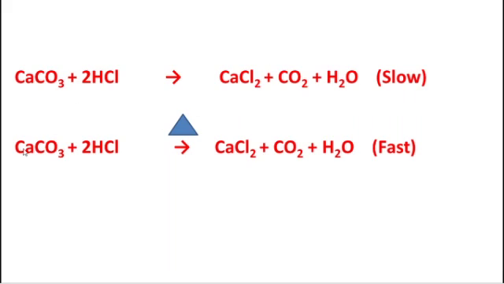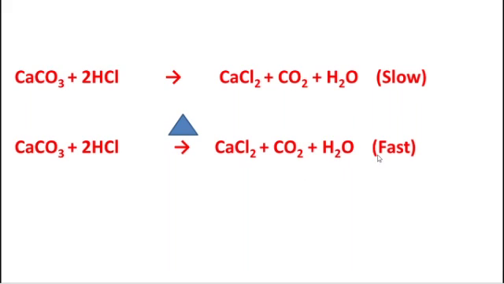At the same time, the reaction between calcium carbonate and hydrochloric acid is taken in a test tube and heated. The symbol indicates heating. Calcium carbonate reacts with hydrochloric acid and is heated to form the same product, calcium chloride. In the first reaction, carbon dioxide is evolved. Here also carbon dioxide is evolved, and water is a byproduct.